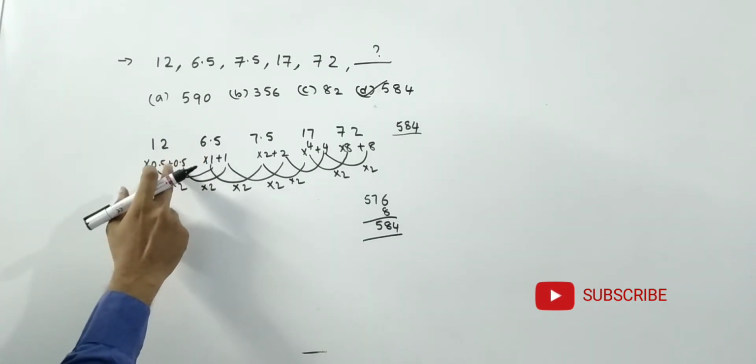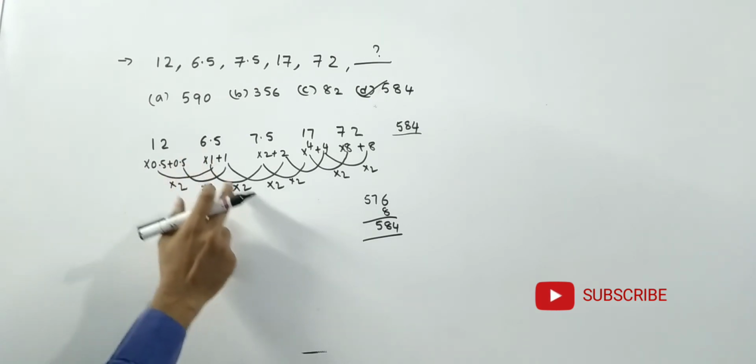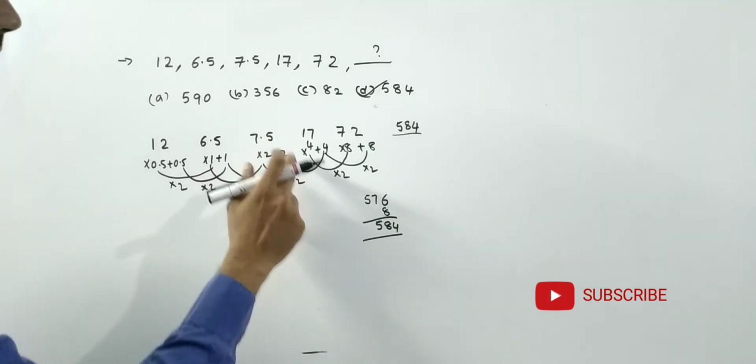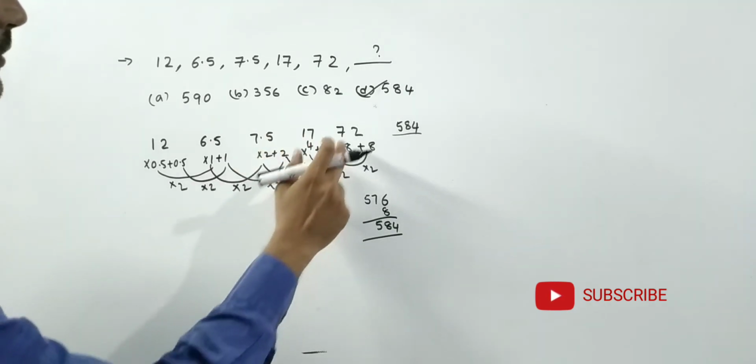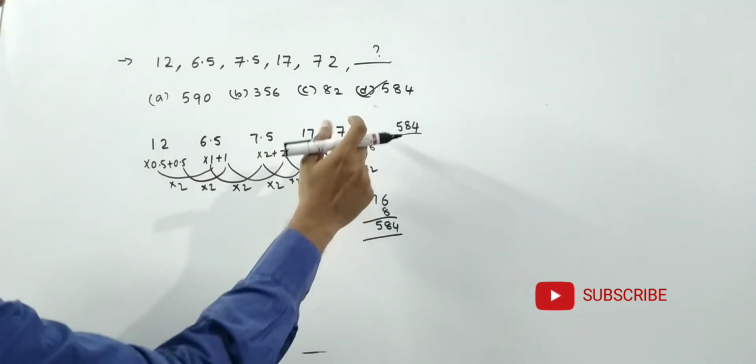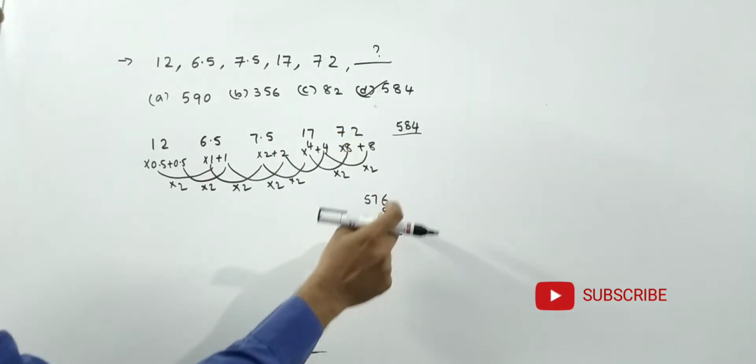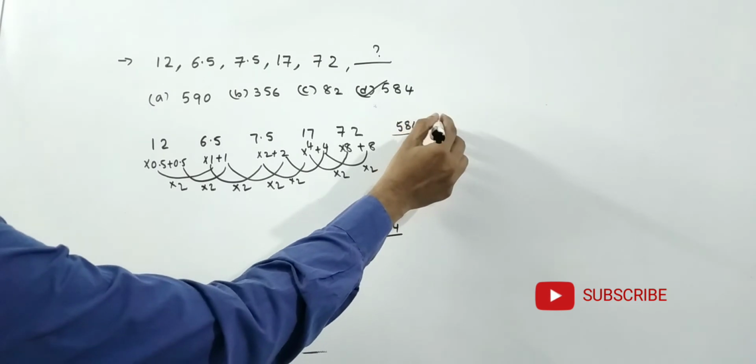0.5 into 2, 1. Again 0.5 into 2, 1. 1 into 2, 2. Here again 1 into 2, 2. 2 into 2, 4. Here also 2 into 2, 4. 4 into 2, 8. Again 4 into 2, 8. Then 72 into 8, how much? 576 plus 8. That means 584. So answer is 584.